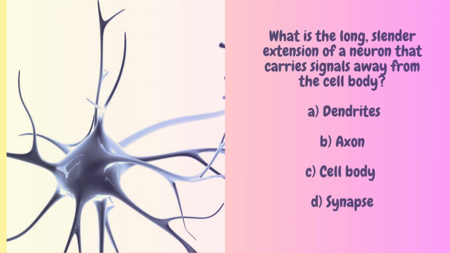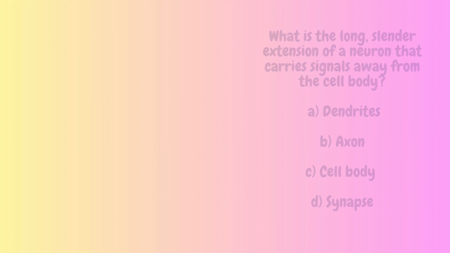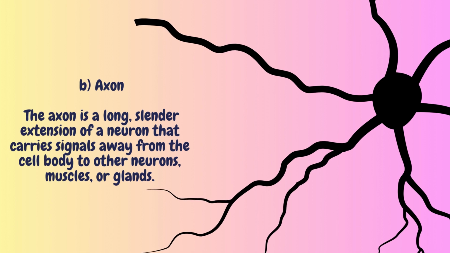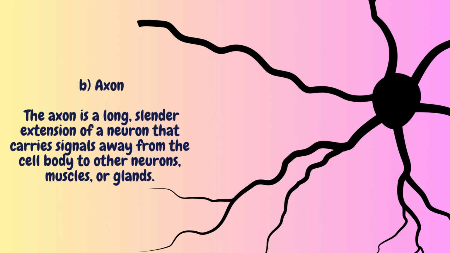What is the long, slender extension of a neuron that carries signals away from the cell body? A. Dendrites. B. Axon. C. Cell body. D. Synapse. B. Axon. The axon is a long, slender extension of a neuron that carries signals away from the cell body to other neurons, muscles, or glands.